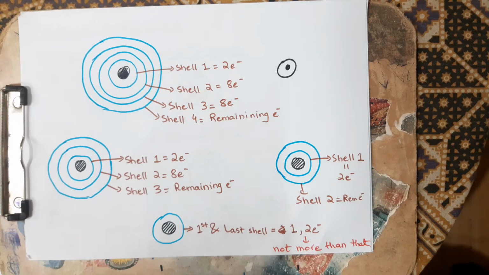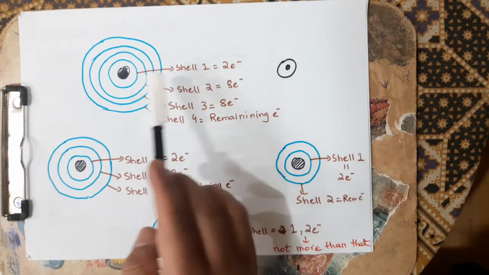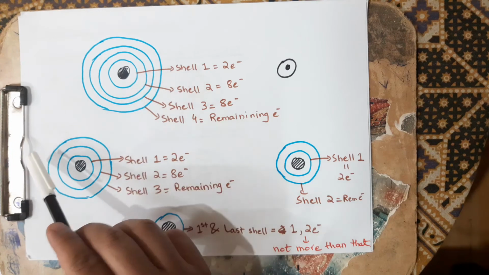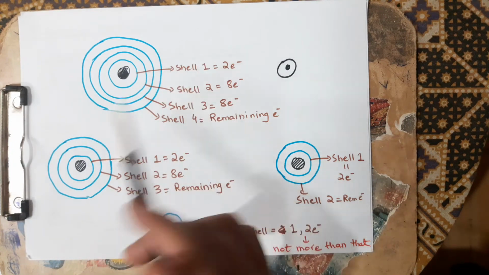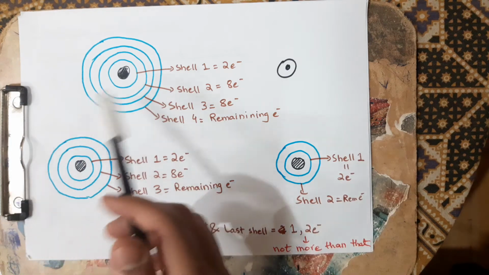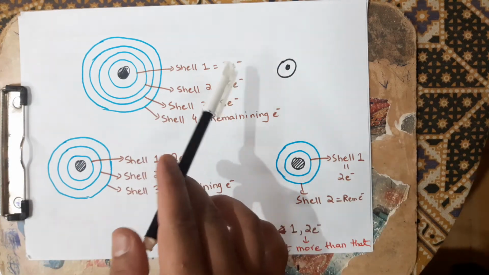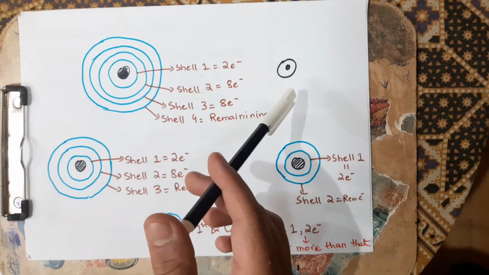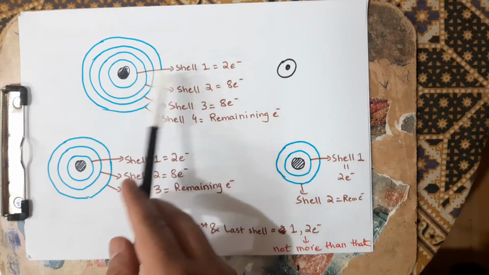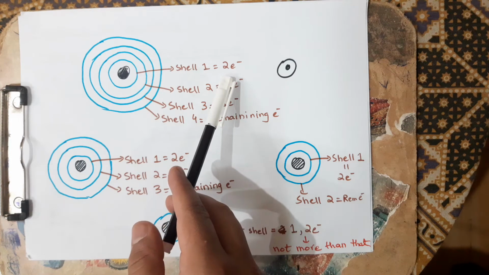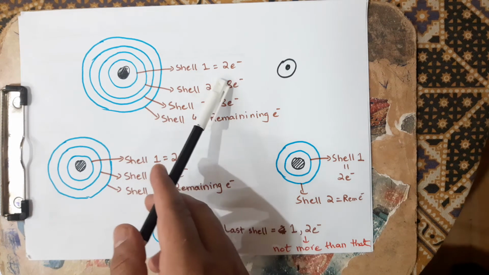Now remember that always in an atom, in the first shell, whether it is the valence shell of the atom or whether it is not the valence shell of the atom, there will be 2 electrons present in this first shell. Always 2, not more than 2. Yes, there can be less than 2, like 1 electron, but not more than 2. There can't be more than 2, never ever.